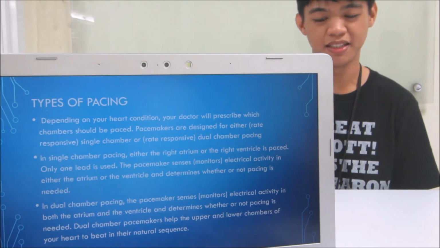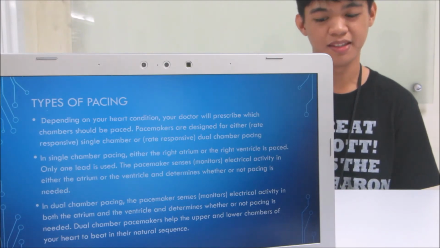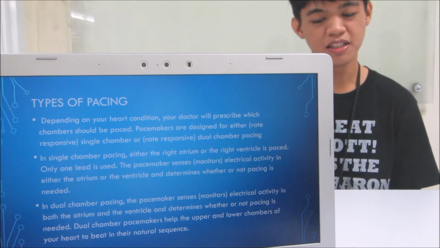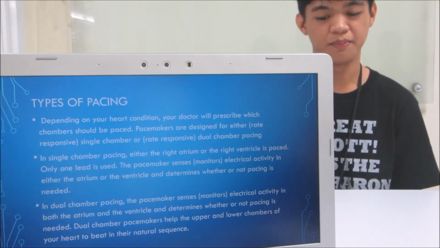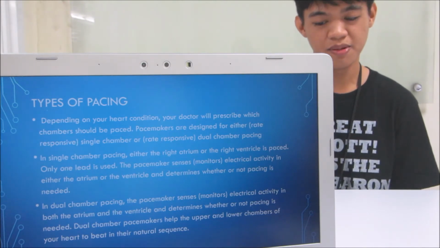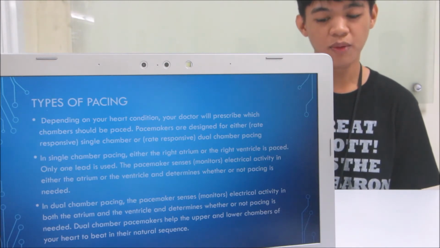What are the types of pacing? Depending on your heart condition, the doctor will prescribe which chambers should be paced. Pacemakers are designed for either rate-responsive single-chamber or rate-responsive dual-chamber pacing. In single-chamber pacing, either the right atrium or the right ventricle is paced. Only one lead is used.